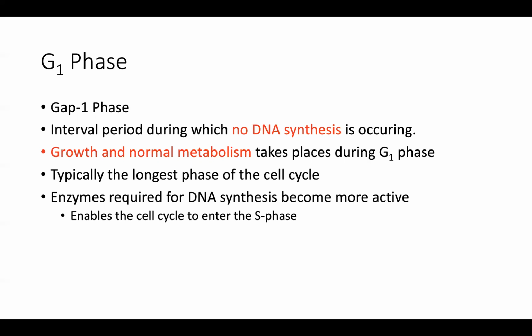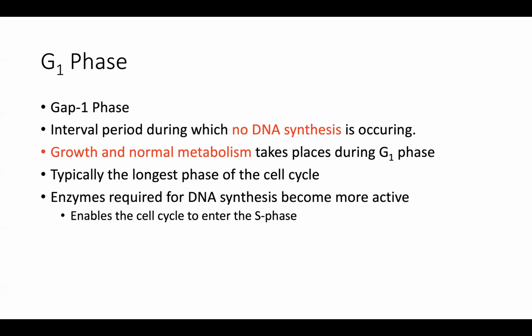So normal growth and metabolism, the enzymes that are required for this DNA synthesis to take place, these are going to become a little bit more active in preparation for S phase, which is the next phase of the cell cycle, all right? So again, we've got normal growth and metabolism taking place at G1.